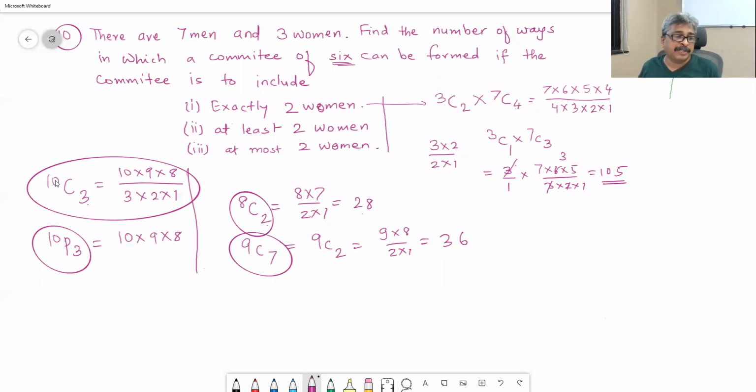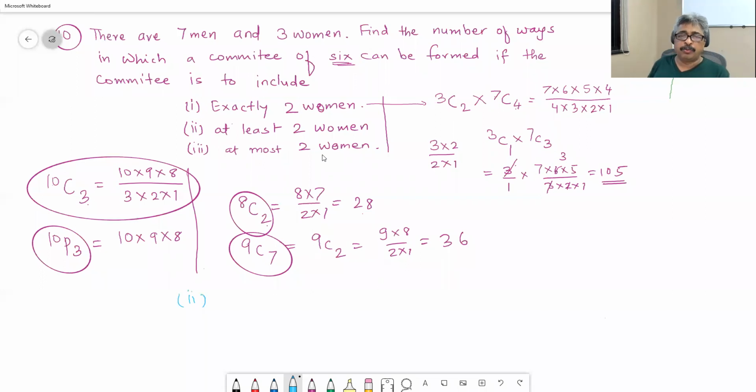It is written. If it is 10 choose 3, you write 3 numbers in the numerator starting from 10 and in the denominator factorial of 3. If it is permute, don't write denominator. Yes. So 8 choose 2 is 8 into 7 upon 2 into 1. 9 choose 7 is 9 choose 2. Use that identity first and then write the factorial, get the final answer quickly. Okay, sir. Okay, let us solve problem number 2.